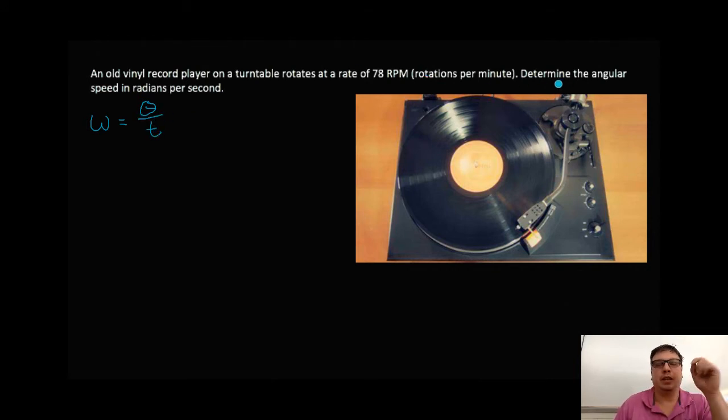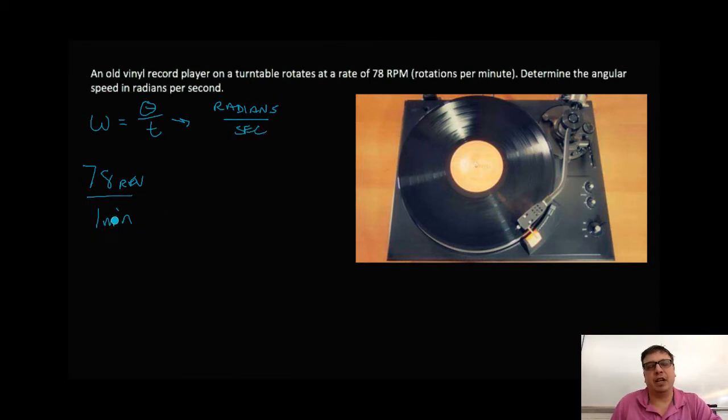over some unit of time. All right, so right now what we have is 78 revolutions per 1 minute. And instead of revolutions per minute, I need it to be in radians per second. So that means our denominator is going to have to change, and instead of being in minutes, it's going to have to change into seconds. And then we have it in revolutions, but we don't want it in revolutions. We want it to be in radians. So let's do the first conversion of eliminating the revolutions.